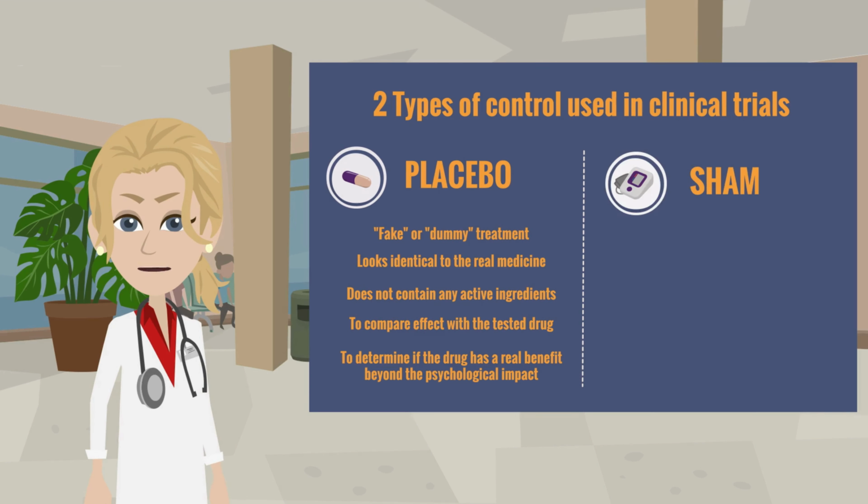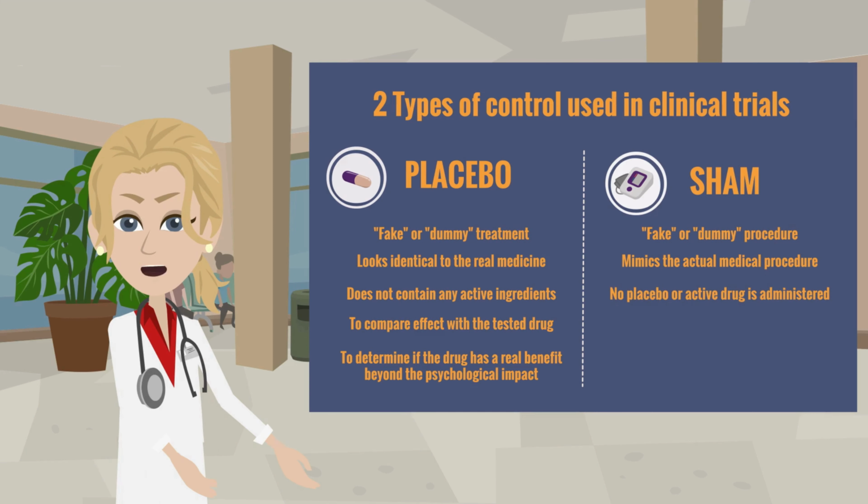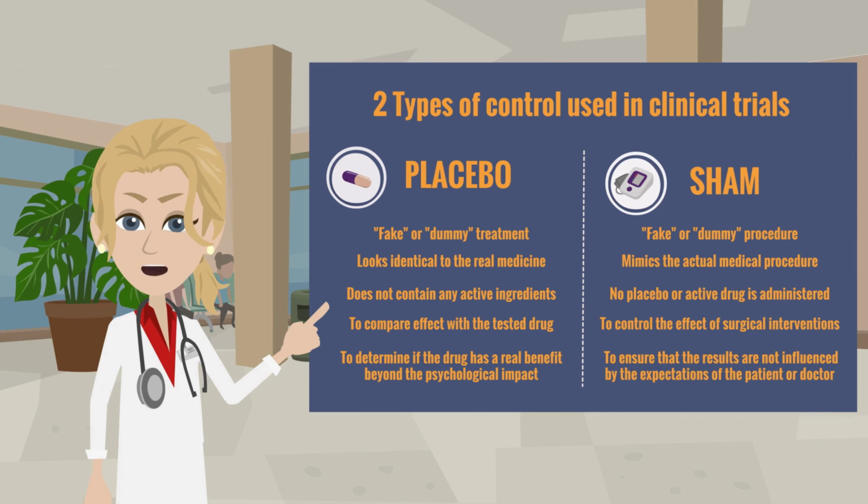On the other hand, a sham procedure refers to a fake or dummy procedure. It mimics the actual medical procedure, but no placebo or active drug is administered. It is used in clinical trials to control the effect of the surgical interventions to ensure that the results are not influenced by the expectations of the patient or doctor.